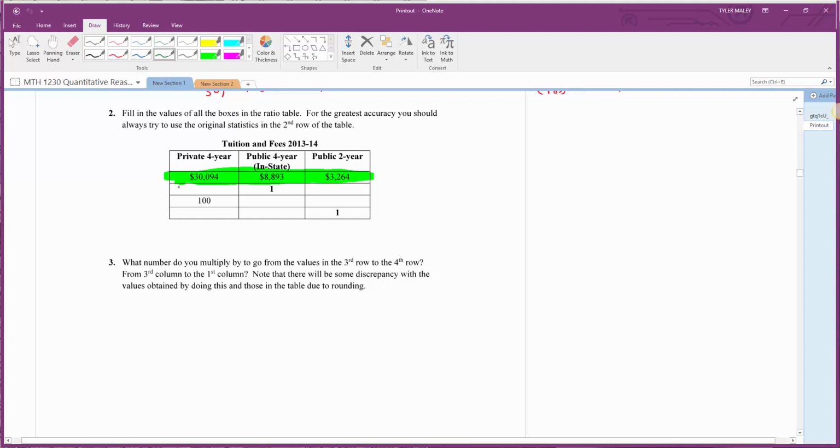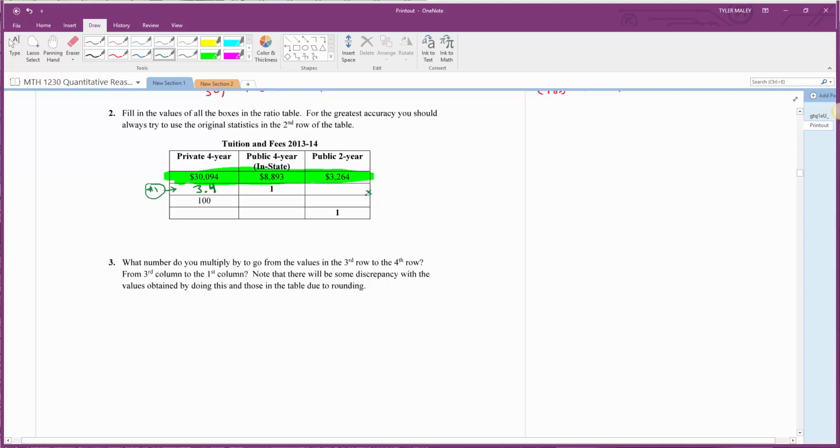So if I want to find, for example, what goes, so actually in the first one we already found what goes here, right? So number 1, we found what goes in this box. That's what we were estimating. Comparing private four-year to public four-year and scaling the second quantity to 1, we got 3.4, right? So 3.4 goes here, right?